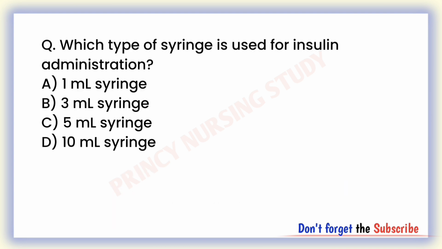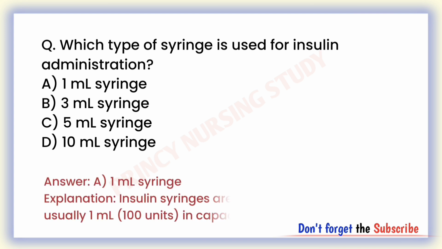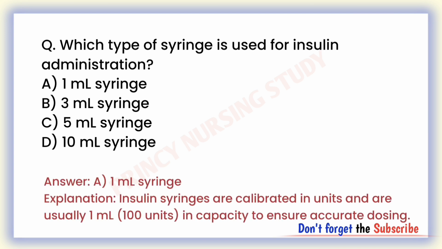Which type of syringe is used for insulin administration? Correct answer is A. 1 ml syringe. Insulin syringes are calibrated in units and are usually 1 ml, 100 units in capacity, to ensure accurate dosing.